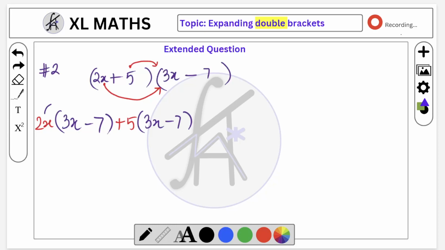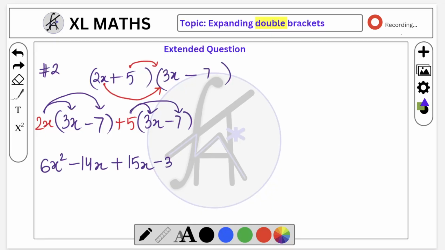So let's do it. 2x times 3x: 2 times 3 is 6, x times x is x squared. 2x times minus 7 is minus 14x. 5 times 3x is a positive 15x. 5 times minus 7 is a negative 35. Correct? Further simplifying, it will be 6x squared minus 14x plus 15x will give us a positive x, minus 35. Right? Okay, so now we're going to talk about the shortcut quickly.